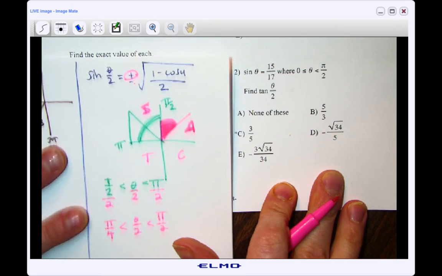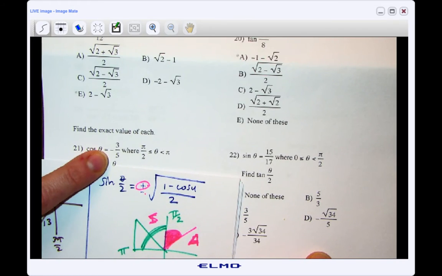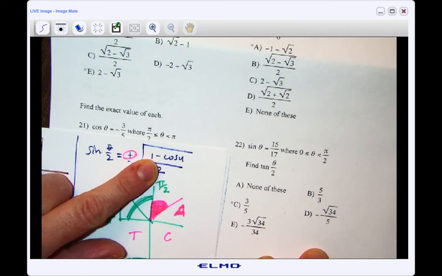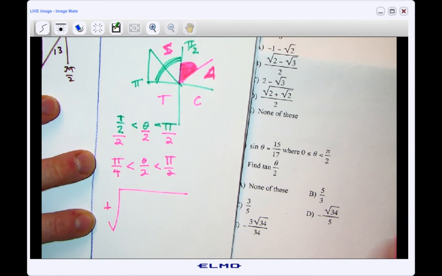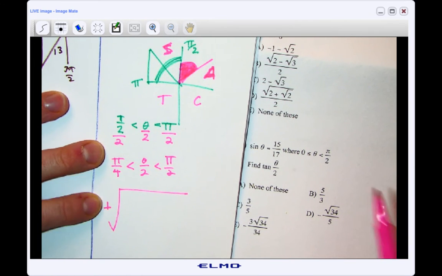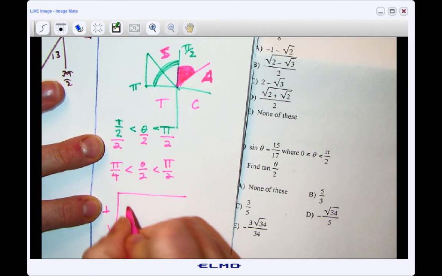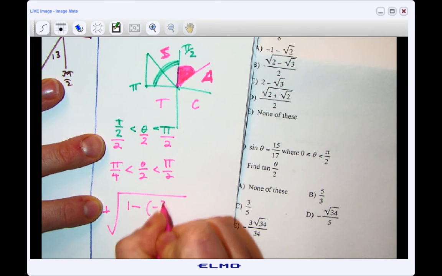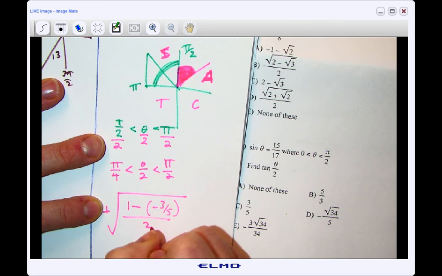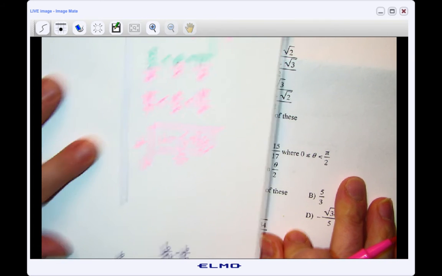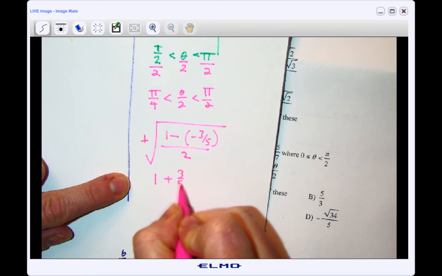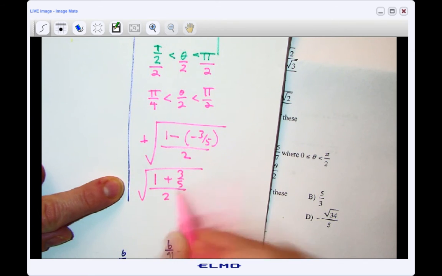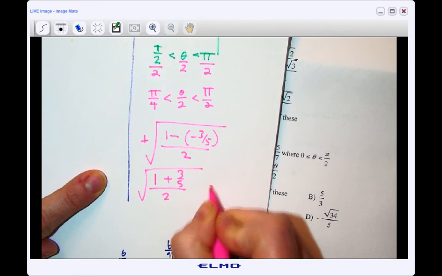So they told us that the cosine was negative 3/5, and I'm going to plug that in here. So I'm going to have positive, because I know what quadrant theta over 2 is in. I'm going to have 1 minus our negative 3/5, over 2, and then it's just a matter of simplifying this. So it'll be 1 plus 3/5, right, over 2. So what's that, 7/5 over 2?